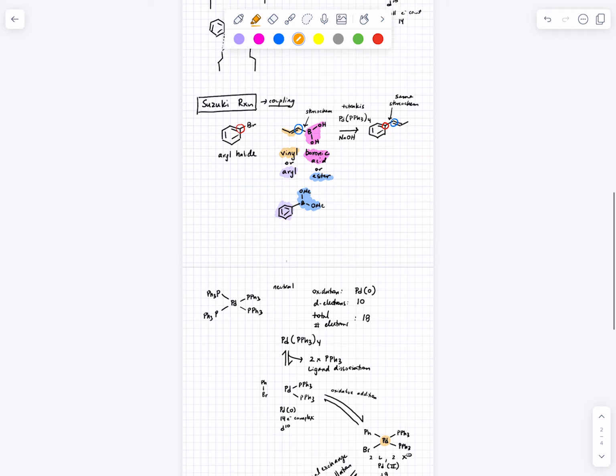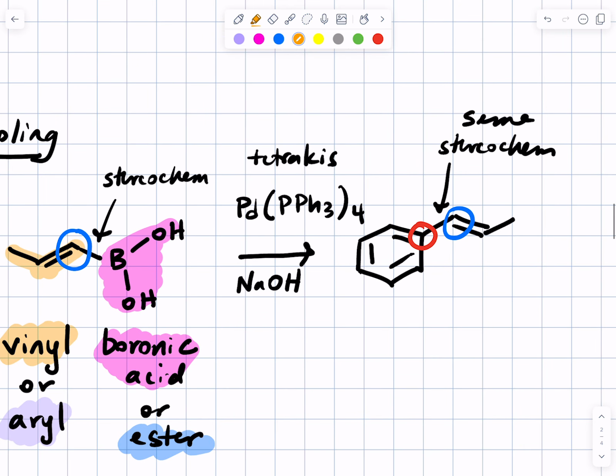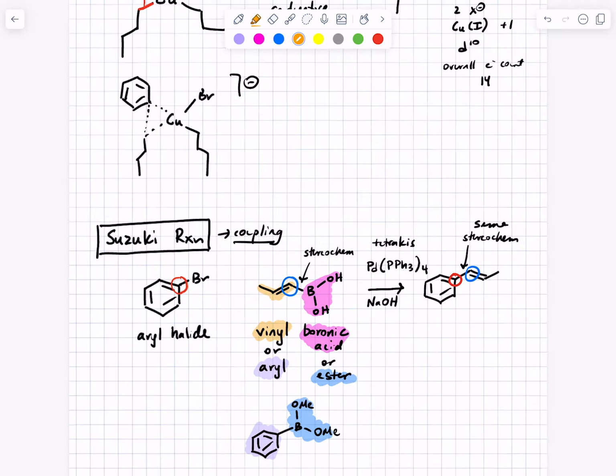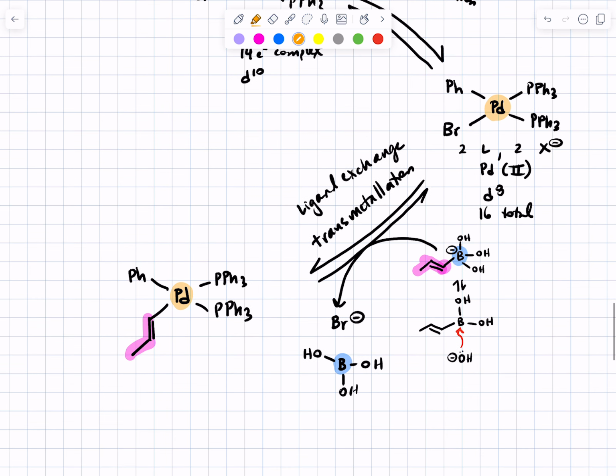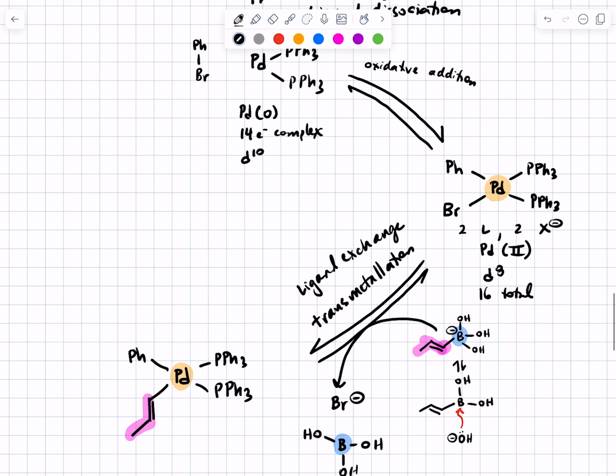Look at the product we want to form. The product has this new bond between the benzene ring and the vinyl group. So, and we've got both of those groups on the same metal. So now we're set up for a reductive elimination step.